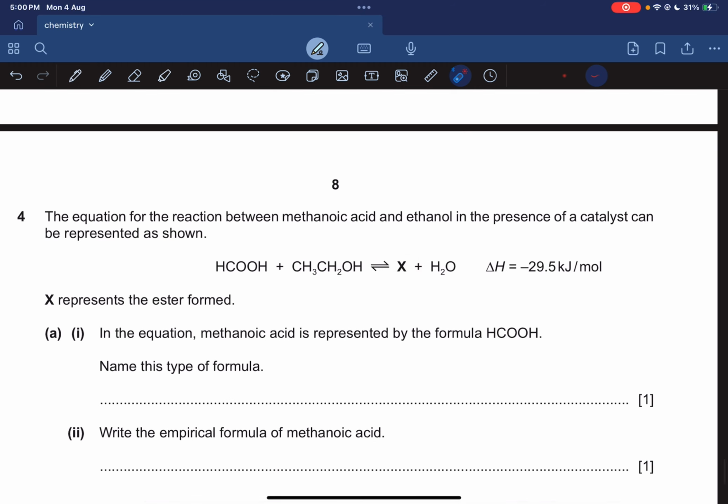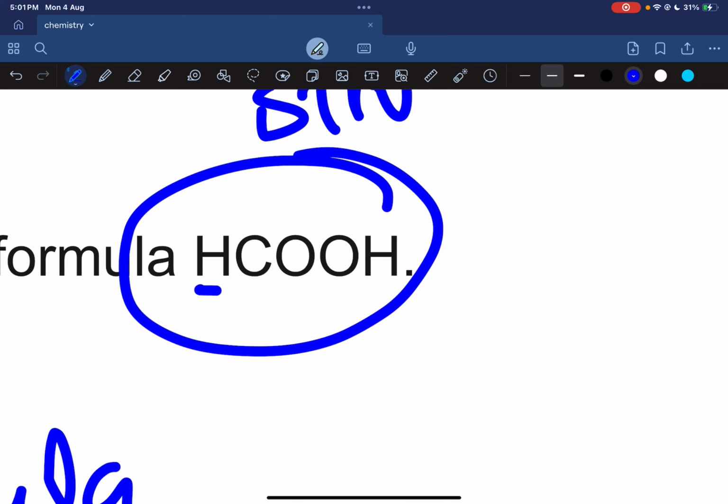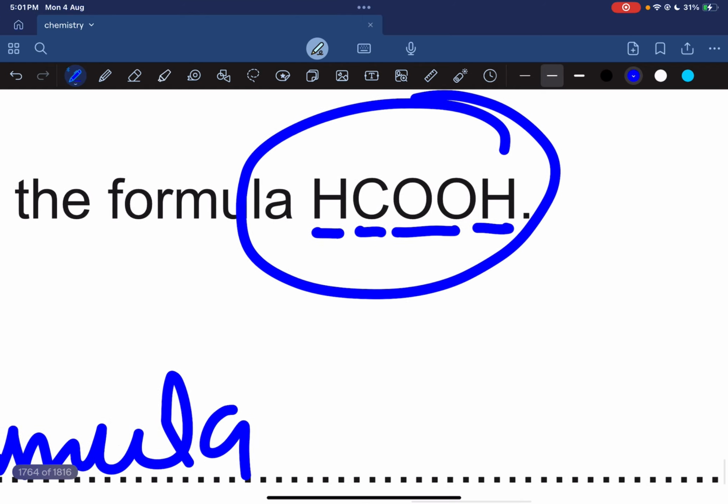In the equation, this is a reversible reaction. Methanoic acid is represented by this type of formula. This is called the structural formula. And how do I know this? It is called the structural formula because you have a full structure shown in it. First it's H, then it's C, then 2 O's, and then H. So it's a structure shown.